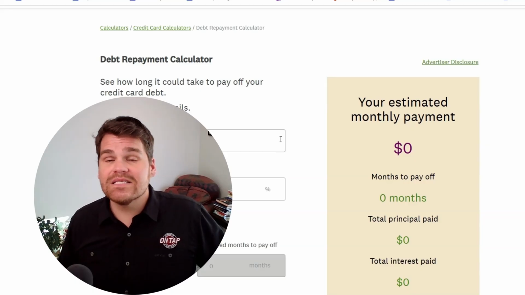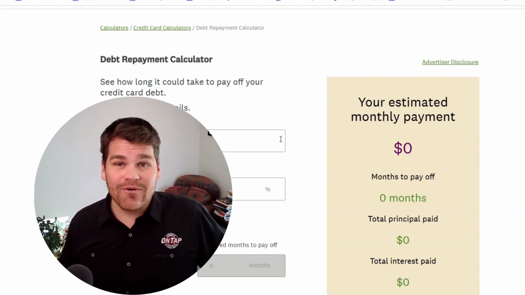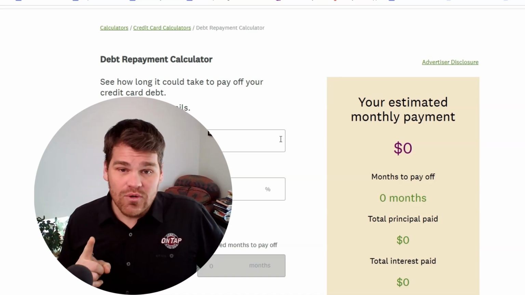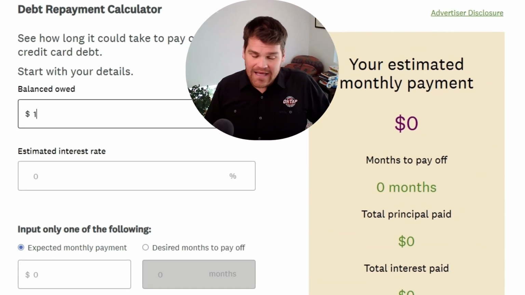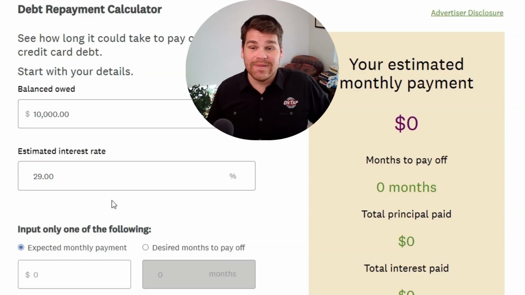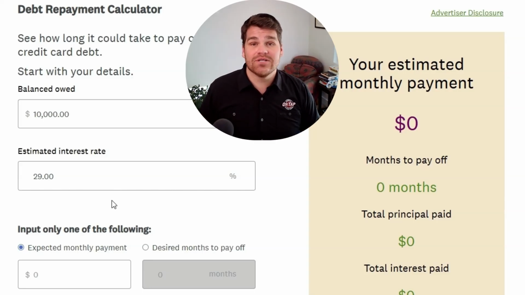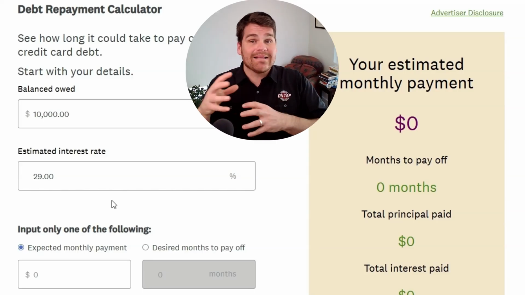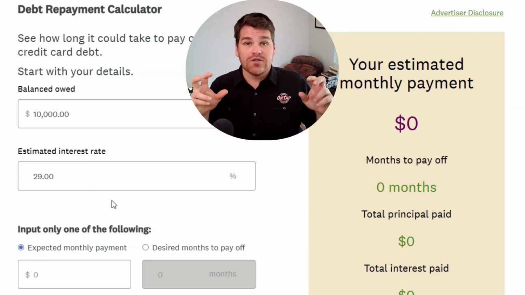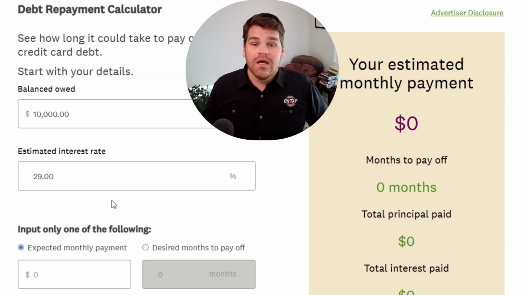Now, let's start with an extreme scenario just to give you the background on what credit card debt can do. Let's say that I have $10,000 of credit card debt, and that is on the high end of the interest spectrum at 29%. This is a common interest rate that you'll see on a lot of balance transfer deals. You know, those deals where you see 0% interest for the first X number of months, things like that.